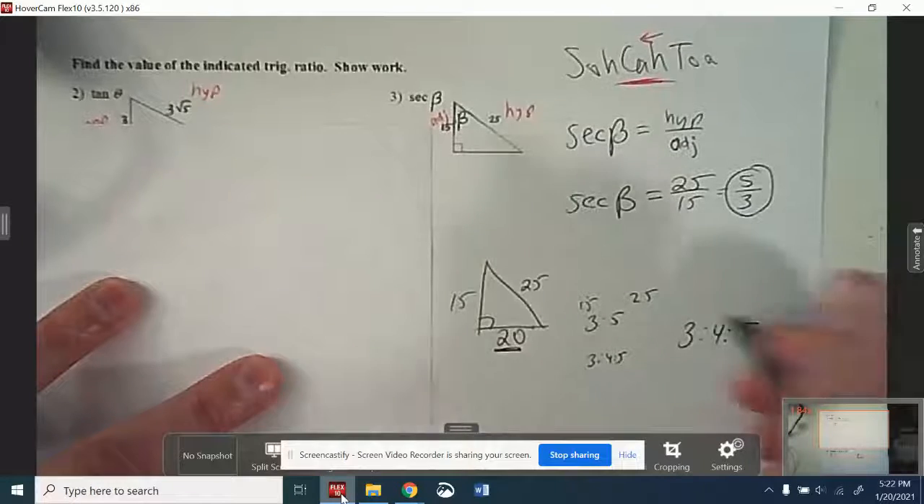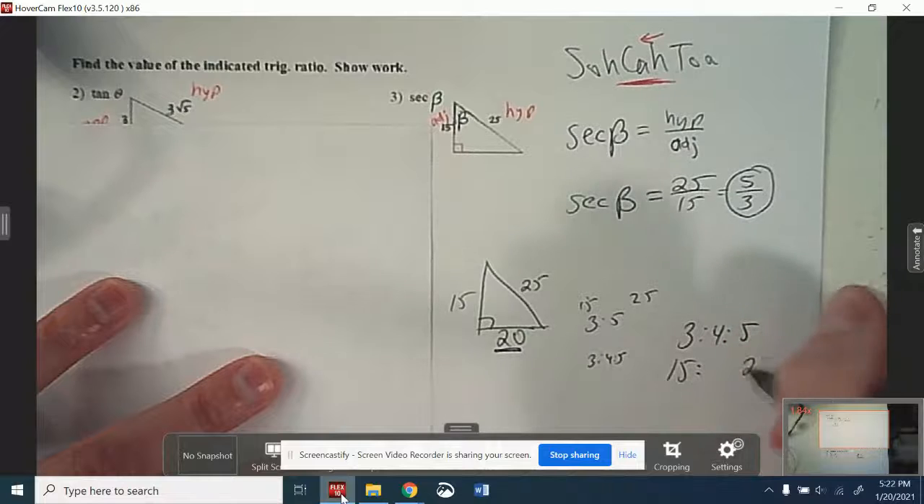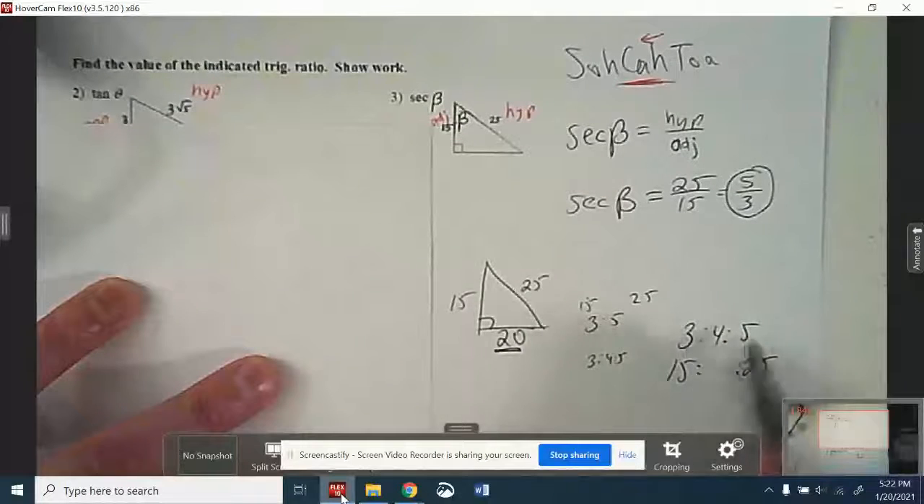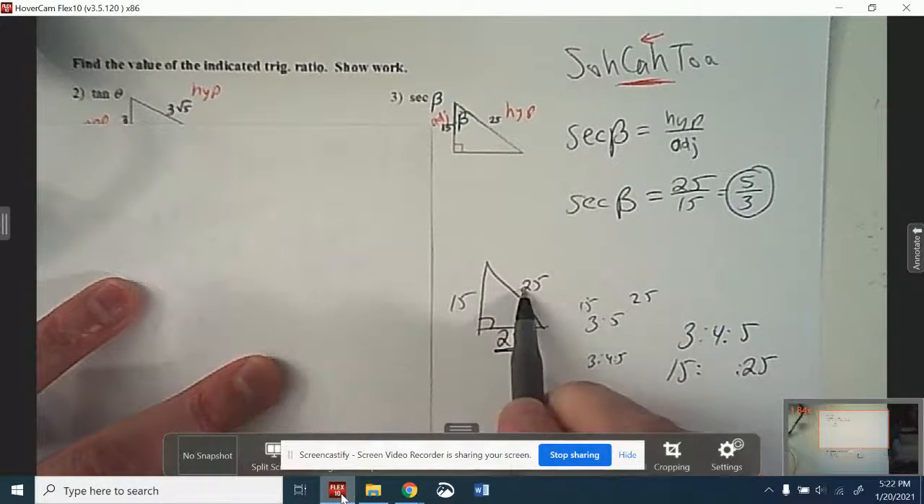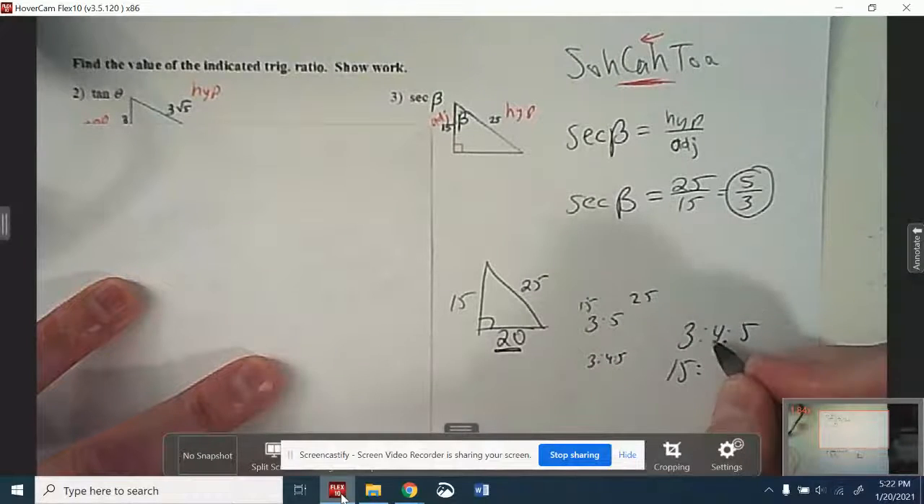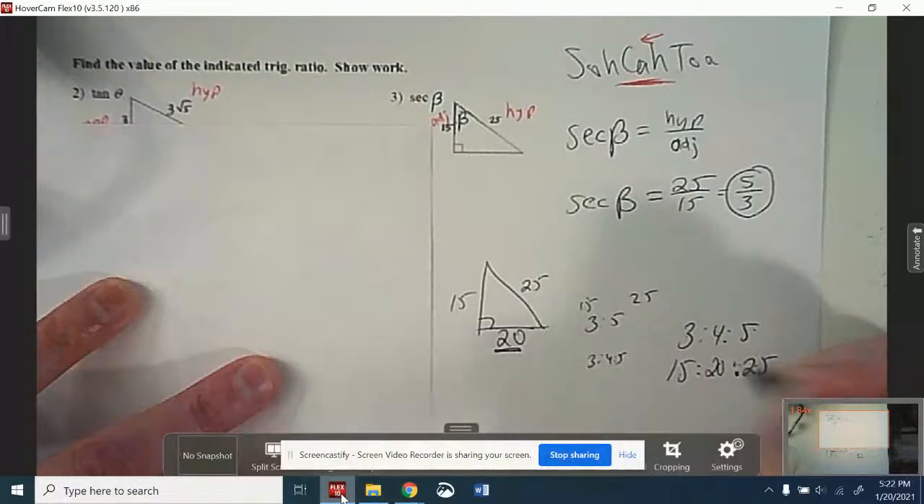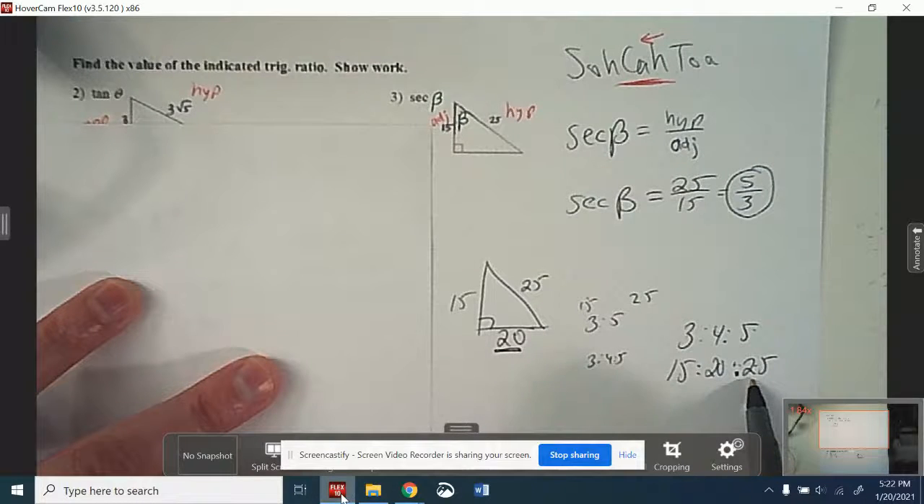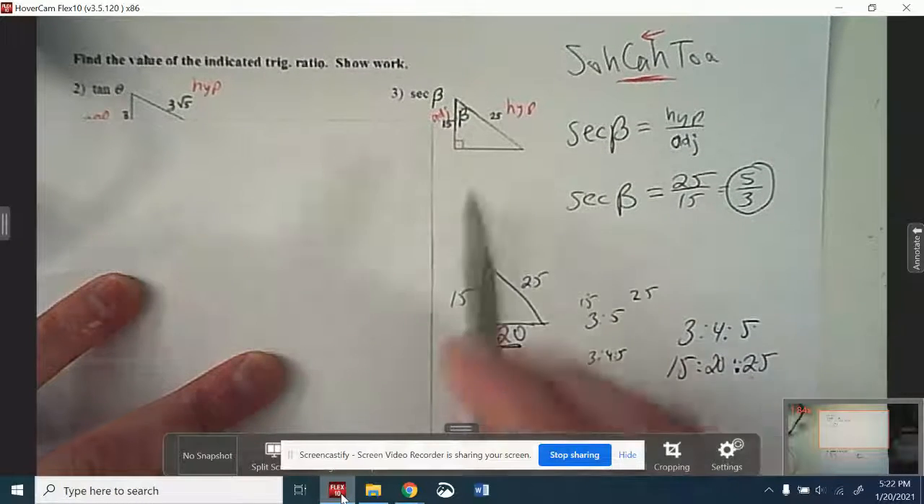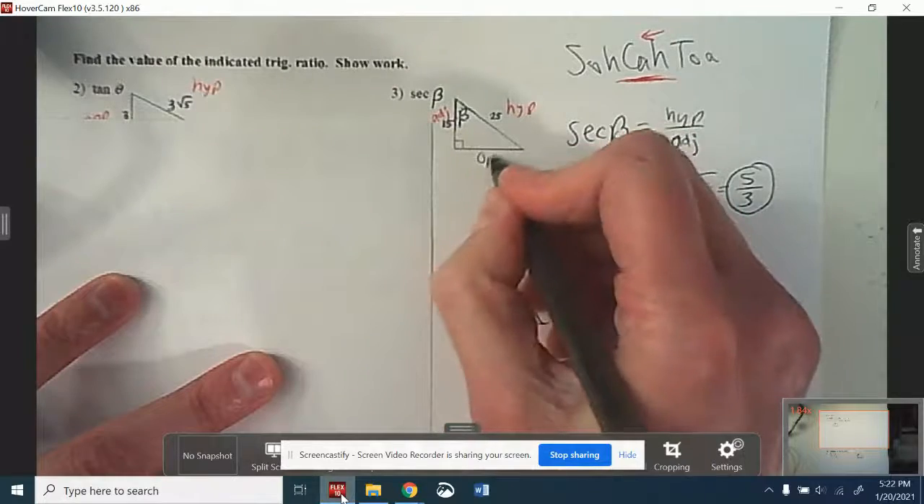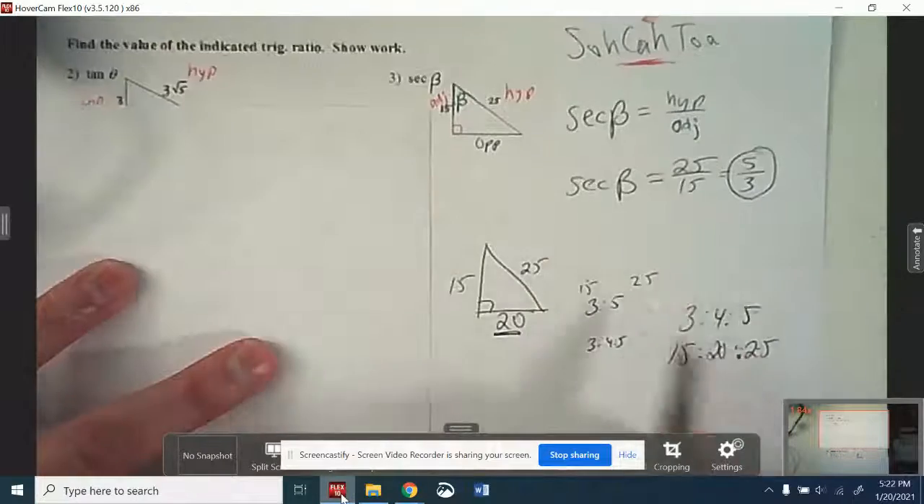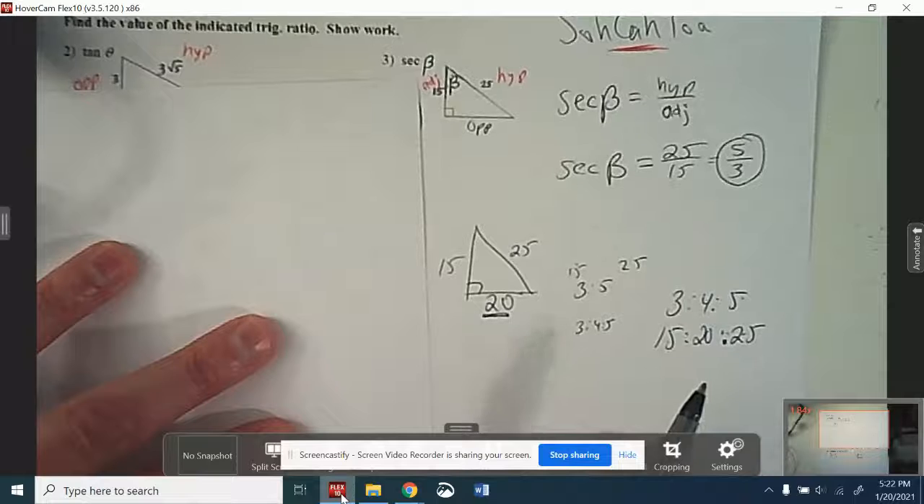Let me write that more clearly. So 15 and this is 25. Since that ratio is 3-to-5, and this is the hypotenuse, we can multiply by 5, multiply by 5. And if we multiply that middle length by 5, we get another Pythagorean triple of 15, 20, 25. So again, we didn't need the opposite side for this one, but if we did need it, there's a Pythagorean triple there, and that's a nice shortcut for you.